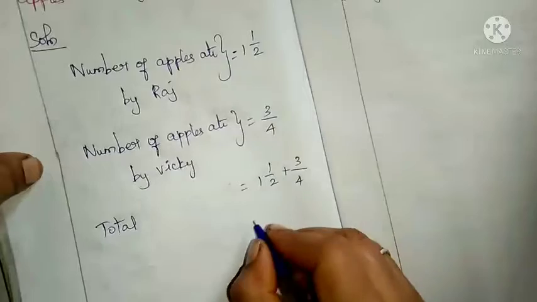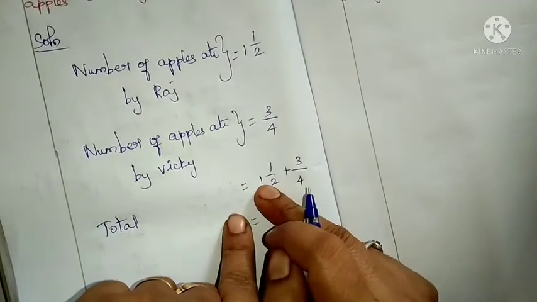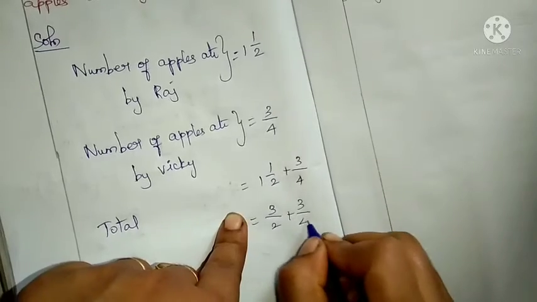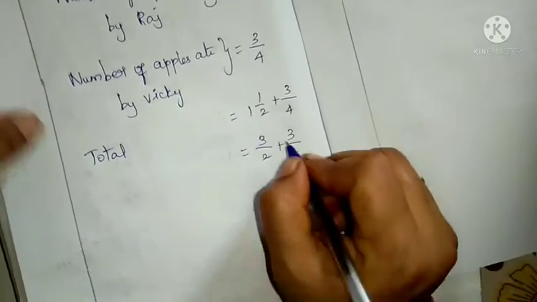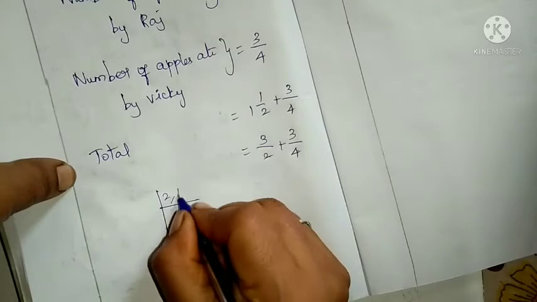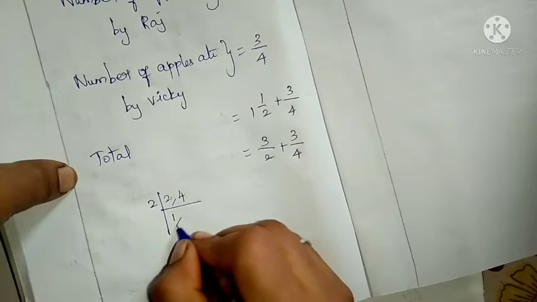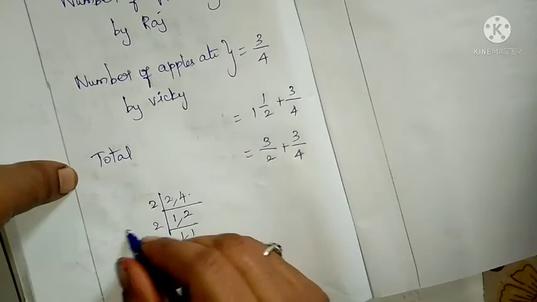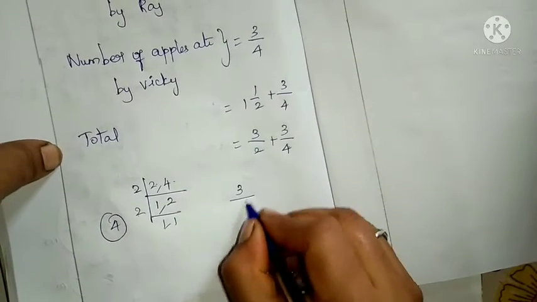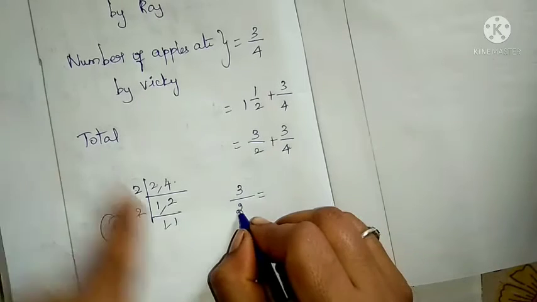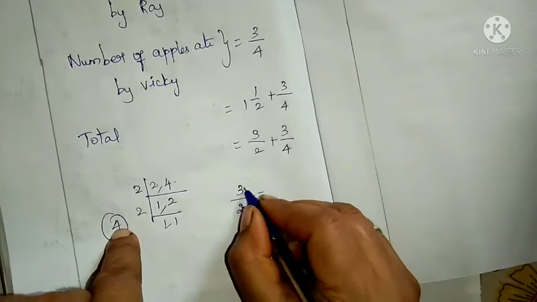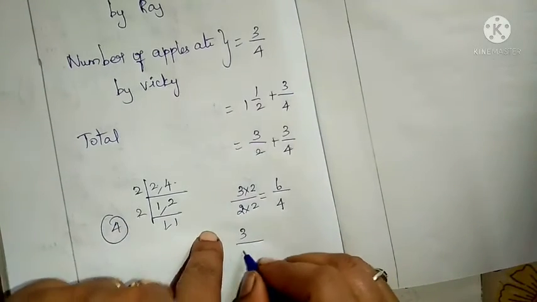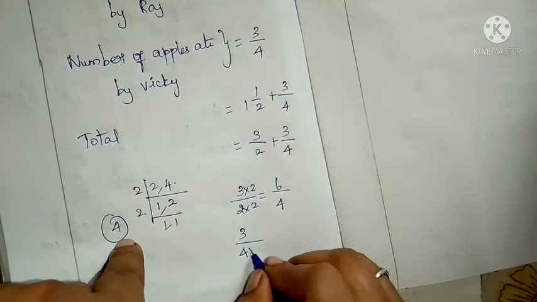Whenever we are doing addition, if it is mixed, we should make it into improper. 2 ones are 2, 2 plus 1 is 3 by 2, and 3 by 4. Now you see the denominator is different, so we can't do addition, so we have to take LCM. 2 table 2 comes at 1 time, 2 table 4 comes at 2 times, again 2 table 1 time, 2 2s are 4, the LCM. So make all the denominators 4. In 2 table, when you get 4, it is 2 times, denominator 2, numerator also 2. So 3 2s are 6, 2 2s are 4. Again the next one is 3 by 4. Here also 4 only, so 1 time.